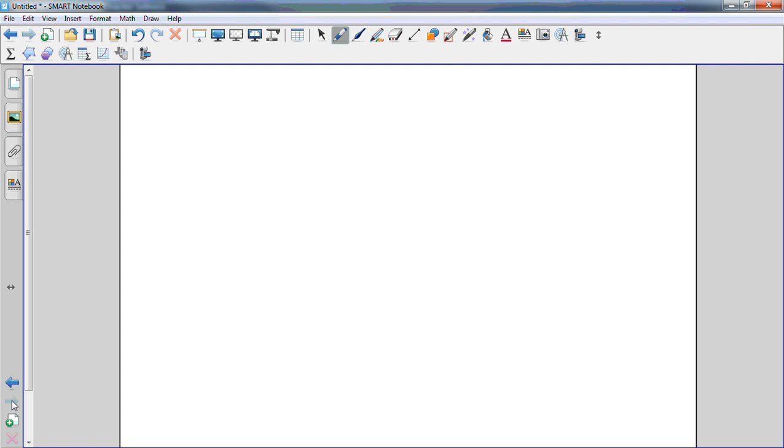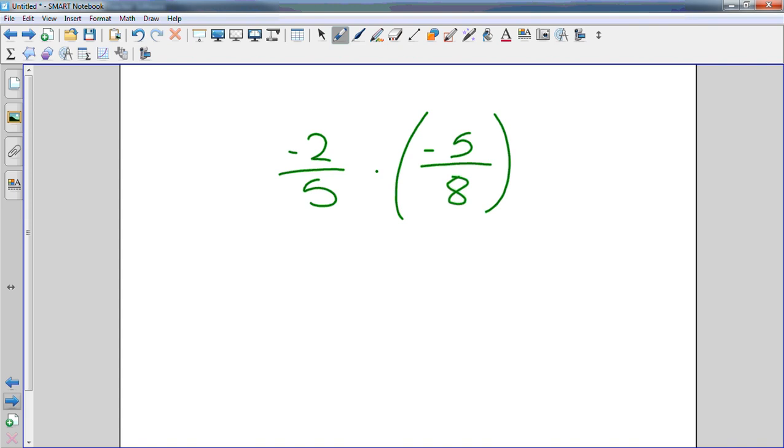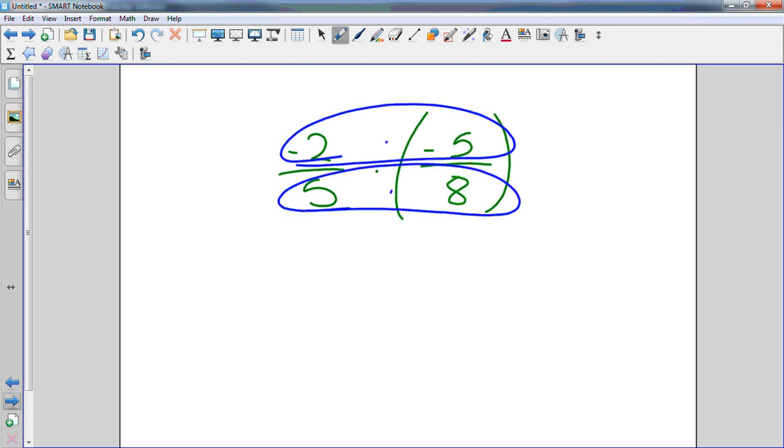What about this one? Well, first things first, do I have 2 negatives or 2 positives? 2 negatives. So I know my answer is going to be positive, but how in the world do you multiply fractions? We did this at the beginning of the year. We marry the tops, marry the bottoms. Remember me saying that all the time? Marry the tops, marry the bottoms. Okay, I know I'm going to have a positive answer, so I have 10 over 40, which is 1/4.